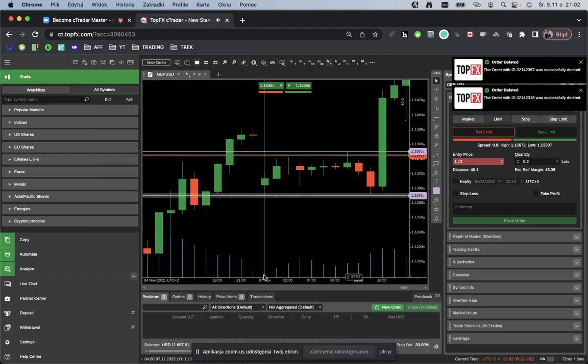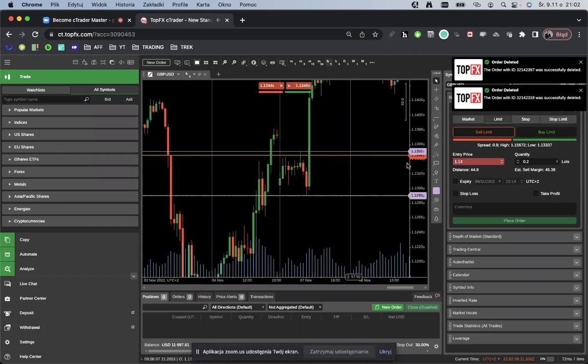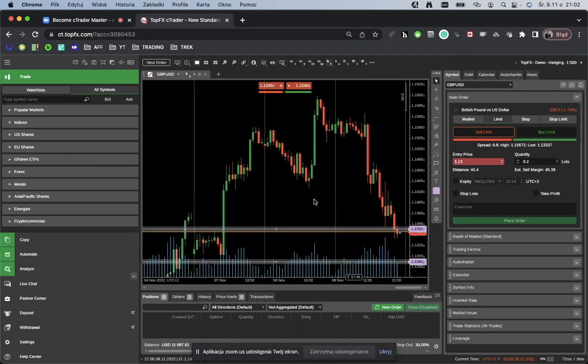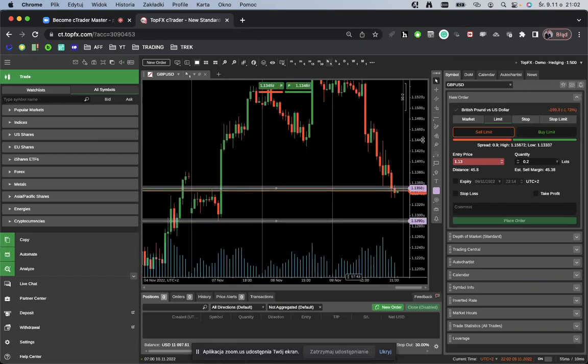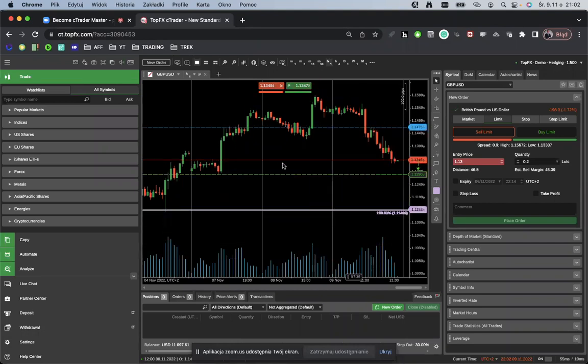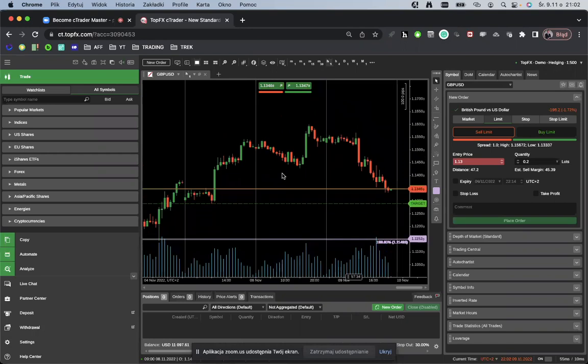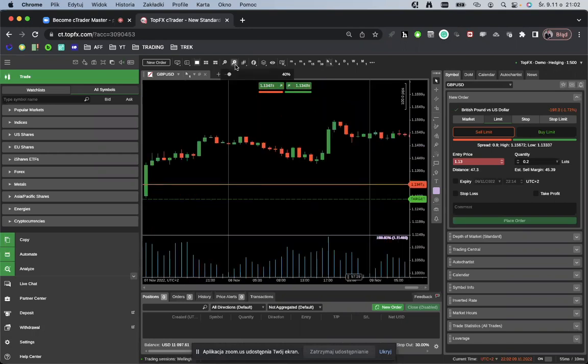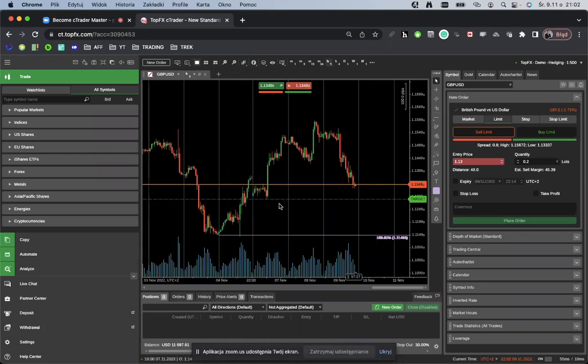Let me just cancel all of this, and for the sake of the presentation, this is the last thing I'm going to do today. Let me just show you what I mean once again. How do we trade this? Let me just put it here. Let me just remove this line. There you go. So one more zoom out, zoom out, zoom out. There you go.